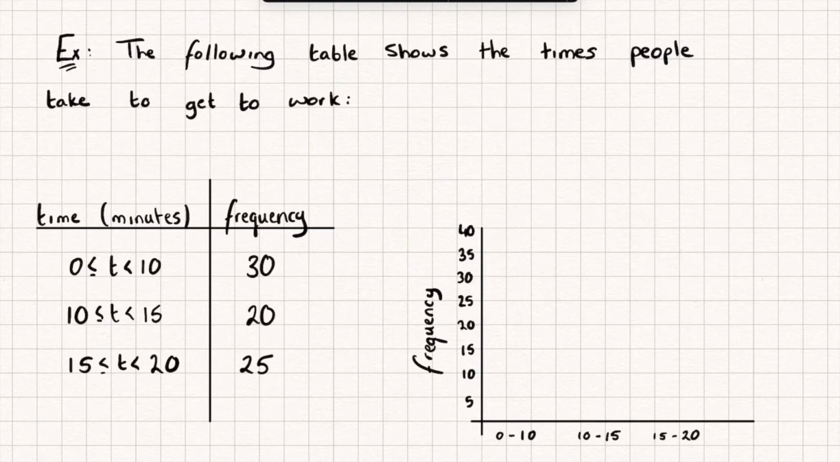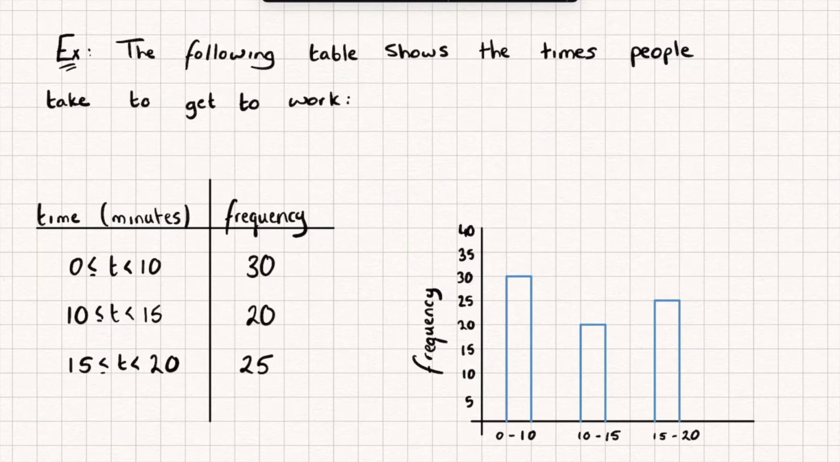My first bar is going to represent the number of people that take between 0 and 10 minutes to get to work. So it's going to look something like this. My second bar is going to be the number of people that take between 10 and 15 minutes to get to work. So it's going to look like this. And my final bar is going to be the number of people that take between 15 and 20 minutes to get to work.